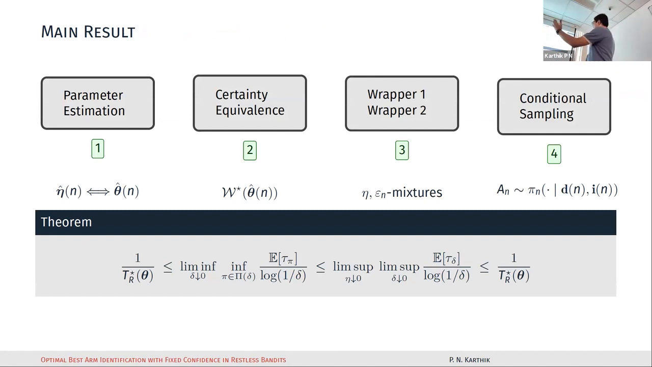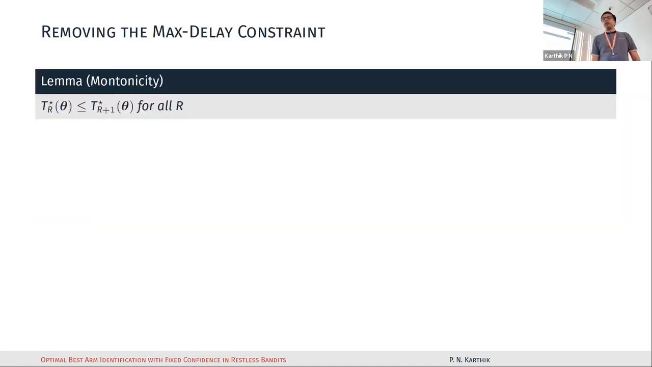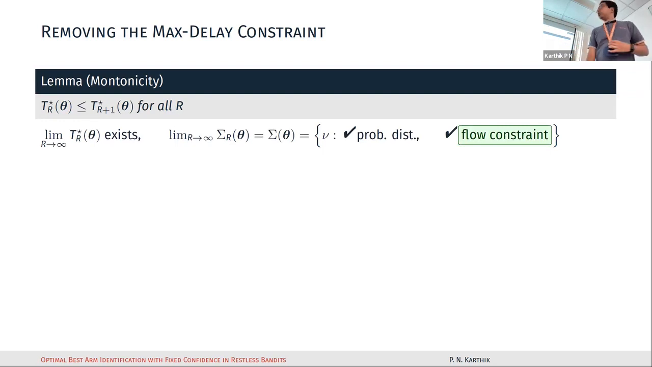Like actually the whole thing, 1 by TR star increases, 1 by TR star decreases. So TR star is less than or equal to TR plus 1 star because the space is increasing. The more the allowed delay, the closer it is to the infinite state system. So that's an increasing sequence of positive numbers. It will definitely have a limit.